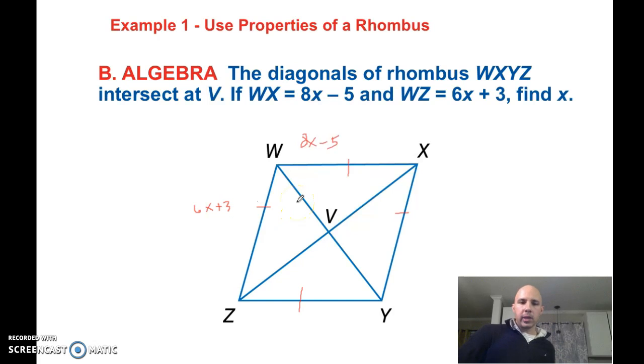So this is a really easy setup. We're going to set the equation up: 8x minus 5 equals 6x plus 3. We're going to set those two equal and solve for x. I'm subtracting 6x from both sides, and I'm going to add 5 on both sides.